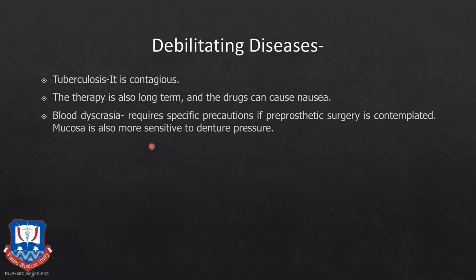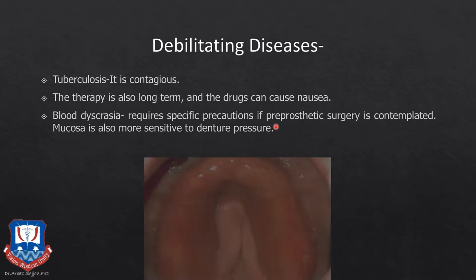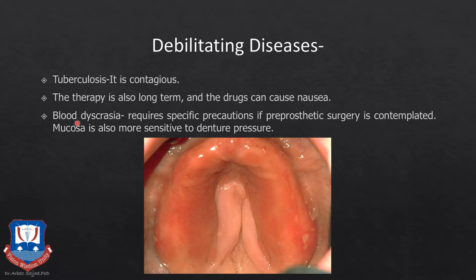Other conditions such as tuberculosis are very contagious, and patients should undergo long-term anti-tubercular medications before beginning the treatment. Other conditions like blood dyscrasias require specific precautions if pre-prosthetic surgeries are contemplated or planned, and these should be addressed as the mucosa is very fragile and sensitive to dental pressures. Here is a mucosa showing denture stomatitis and is very inflamed.